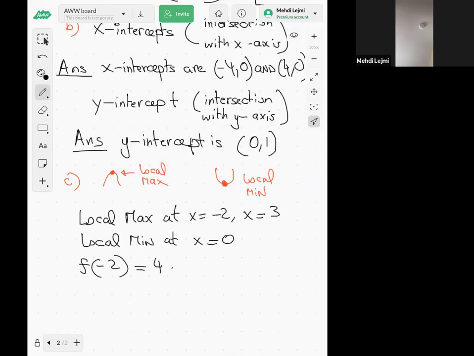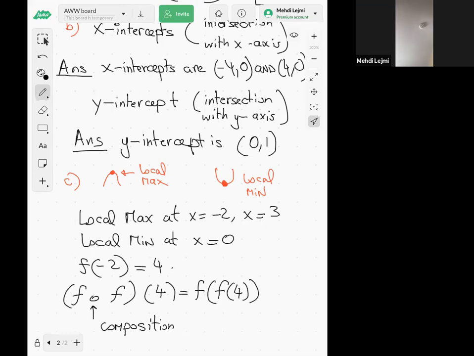Then next, you want to find f composed with f of 4. Okay, again, guys, this is not multiplication. This is a composition, right? So f composed with f of 4, by definition, is f of f of 4. So first, you have to find this f of 4, which is between parentheses.